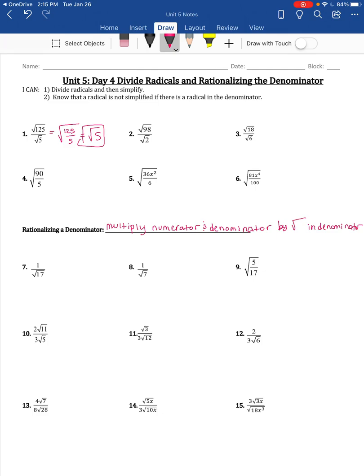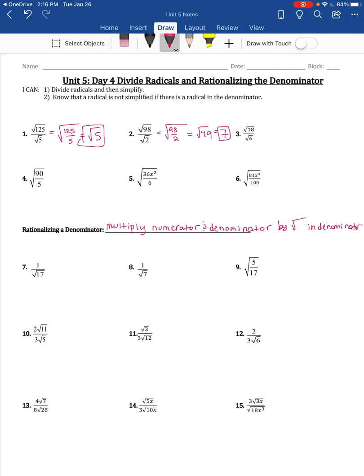Same thing on number two. Two radicals on top and bottom can turn into one big radical, so 98 over 2. And 98 over 2 gives you the square root of 49. The square root of 49 can be simplified because it is a perfect square. The square root of 49 is the whole number 7.